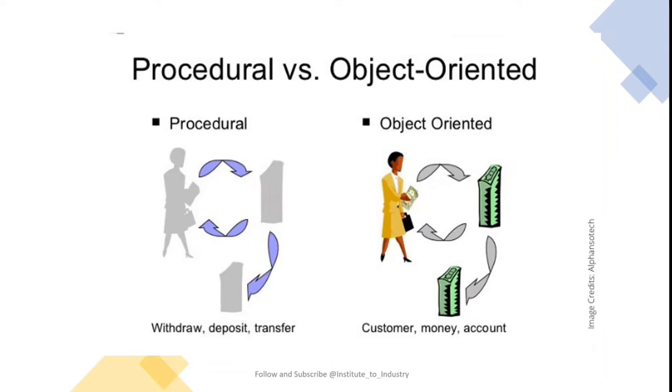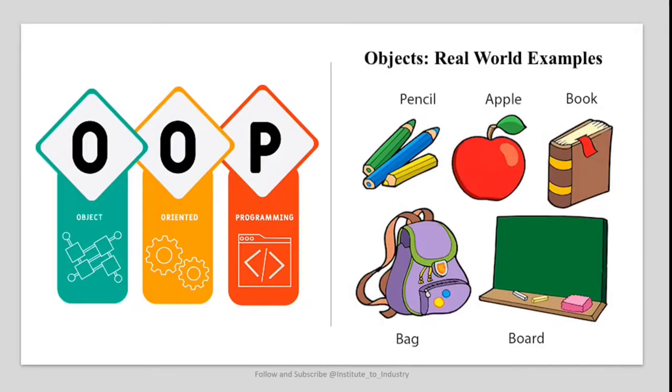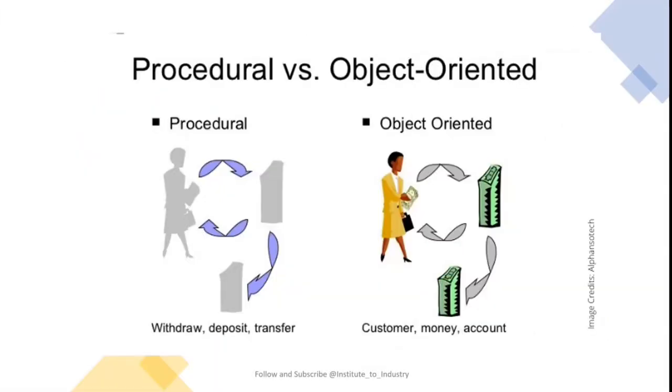But if you are considering an object-oriented approach, then only the particular person who owns that account is able to withdraw money from his account. That is the object-oriented approach in a simplified manner. In the real world, everything is an object. For example, pencil, apple, book, bag, human, trees, everything is an object. How it is implemented in programming, we are going to see one by one.